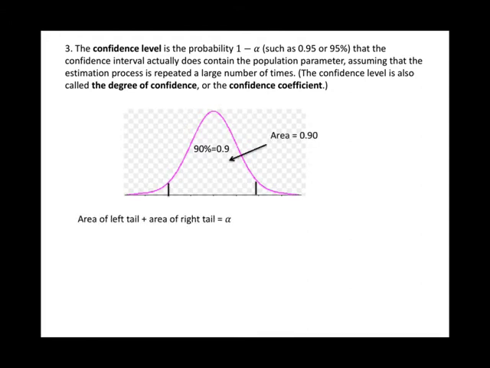And then we have something called alpha. What is alpha? Alpha is the area of the left tail, talking about this here, plus the area of the right tail. That will be equal to alpha. Okay, one more time. The area of the left tail plus the area of the right tail will be equal to alpha.